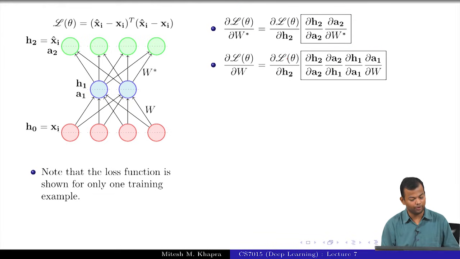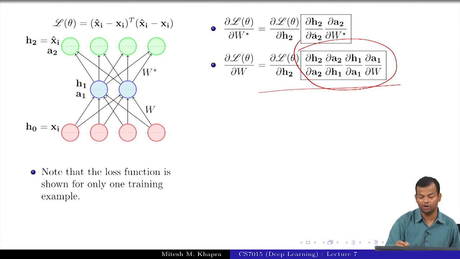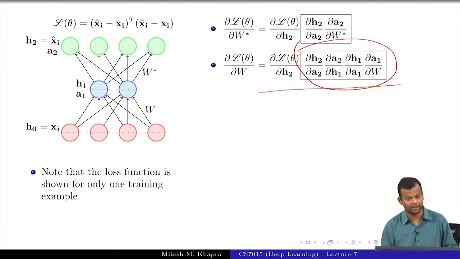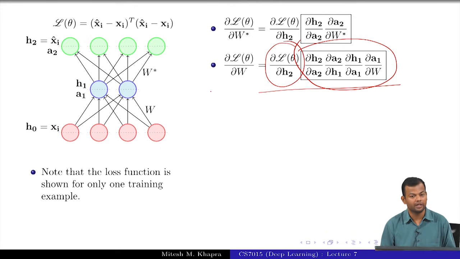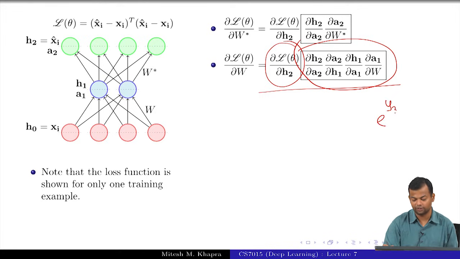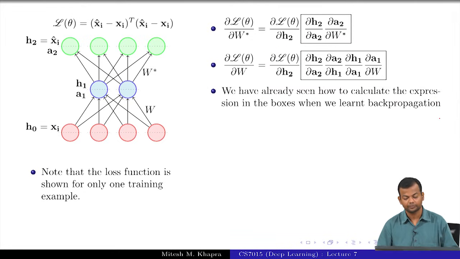And similarly, if you want to do dou L theta by dou W, it's the same idea here, that you could write it as the following chain, and this part of the chain you already know how to compute from the backpropagation lecture. All you need to do is change the loss function and find the derivative of the loss function with respect to your output layer, which is H2. That's the final thing that you have changed. Just as in my toy example, I had changed e raised to y3 to square root of y3, that's the similar change that I am trying to do here, okay.